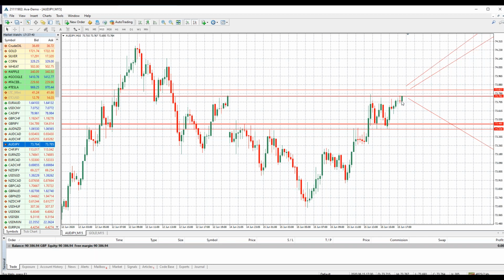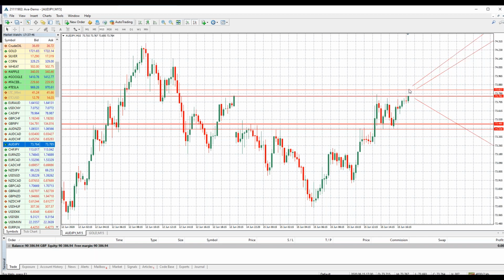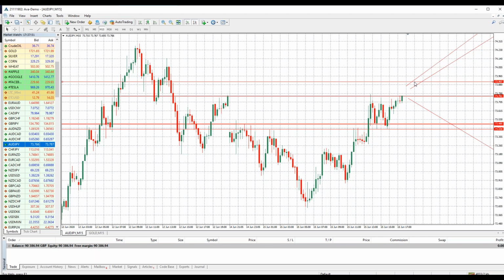So this is testing that resistance. If it breaks through, you could get going in the opposite direction. Depends how close you put your stop loss, right? If you sold on this, how close do you put it? How patient are you? Do you put it just a little bit up, or do you put it above the next resistance level up here? Okay, that's up to each individual trader.